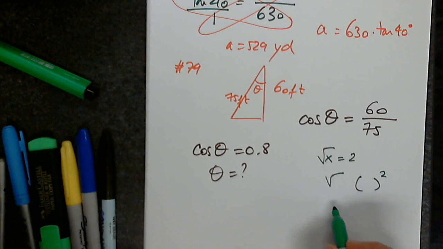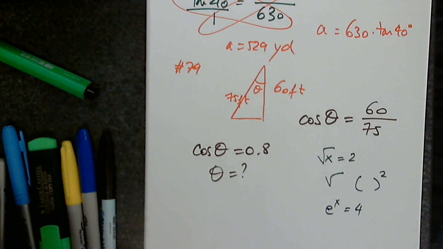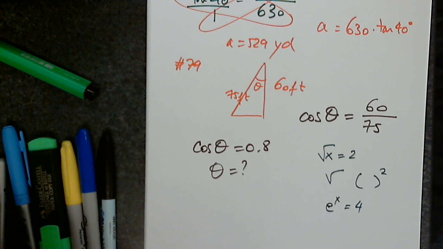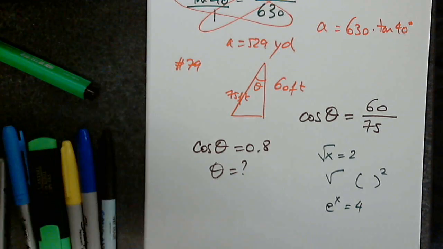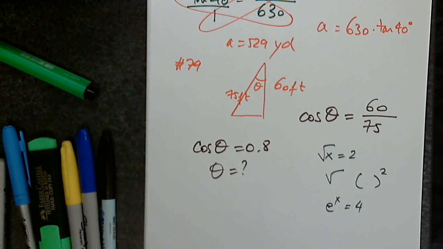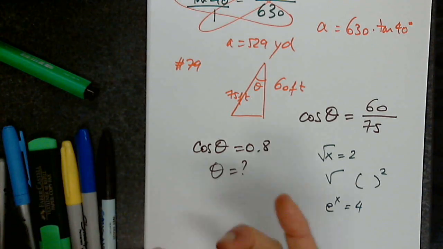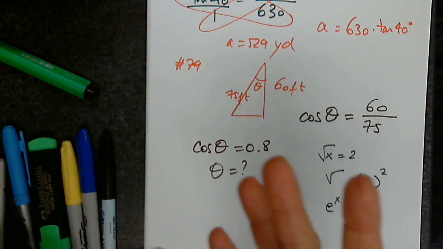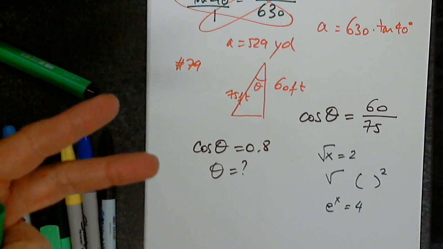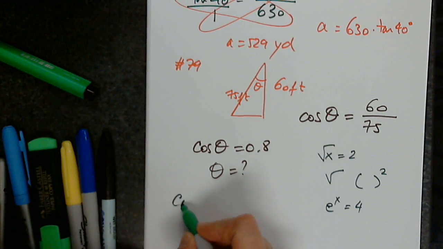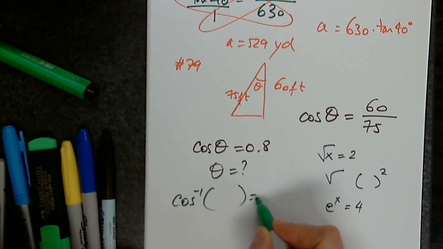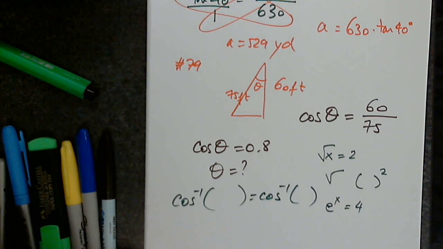Now remember also when we said e to the x equals 4. What did we do with this? Yes, why did I apply natural log to both sides? Because e to the x and natural log x are inverses of each other. The same thing here. The function that is inverse of cosine is denoted by cosine inverse, as we expected. So then cosine inverse is applied to both sides.